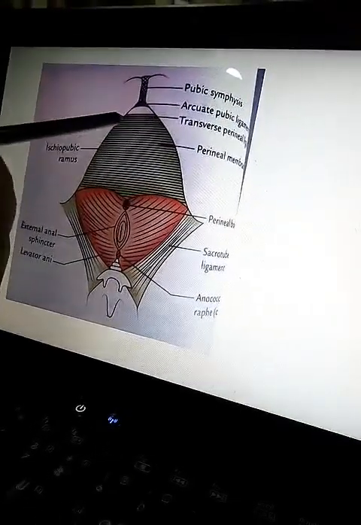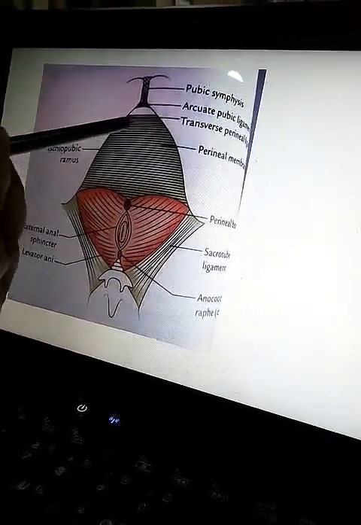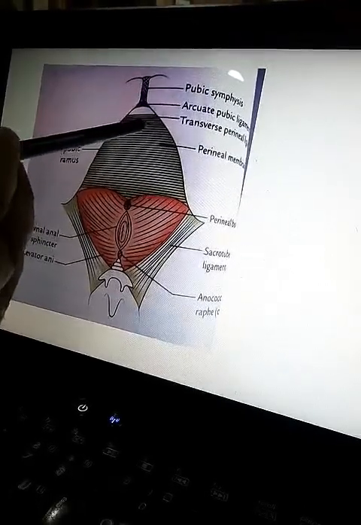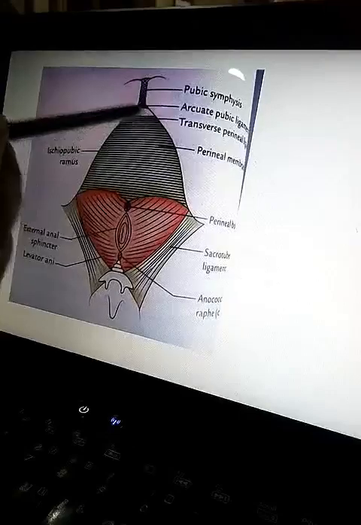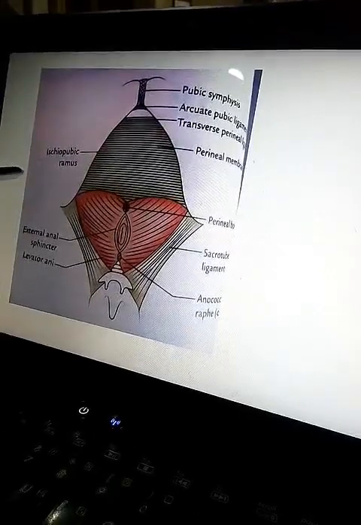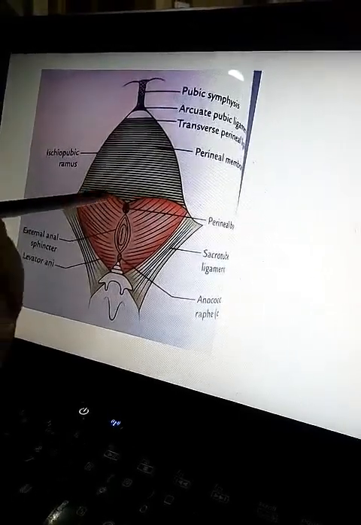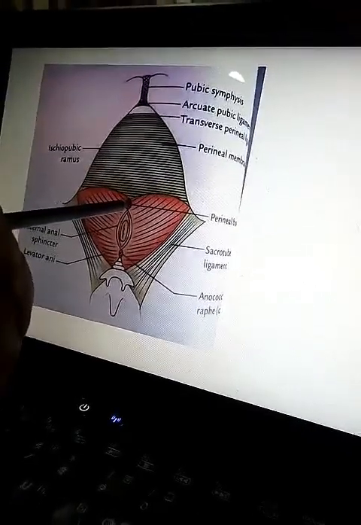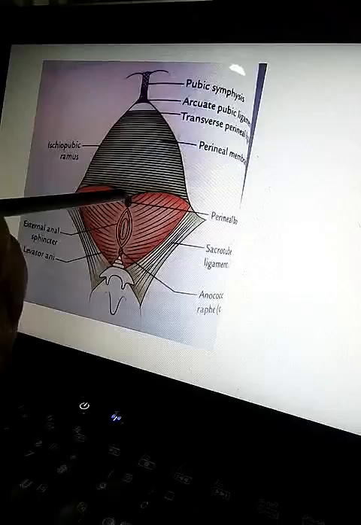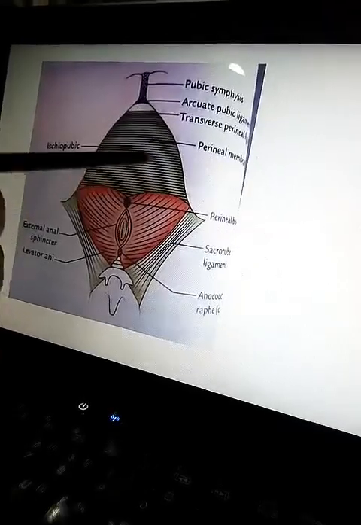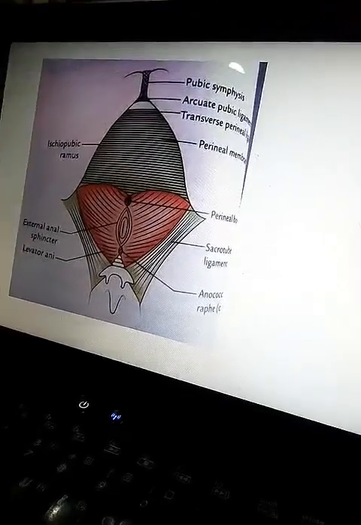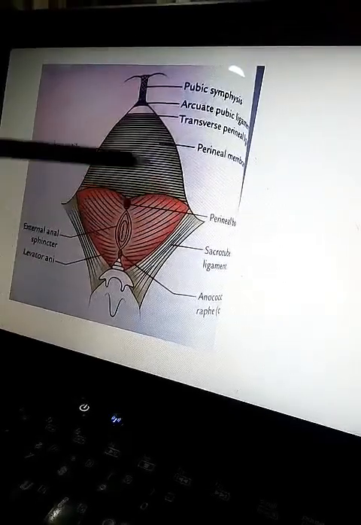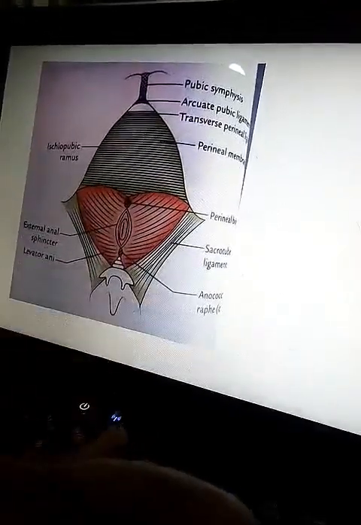In front, it is thickened to form the transverse perineal ligament and is continuous with the superior fascia of the urogenital diaphragm, as already told to you. Behind, it is fixed to the perineal body in the midline, and it splits into two layers. The upper layer is continuous with the superior fascia of the urogenital diaphragm, and the lower layer is continuous with the Colles fascia.